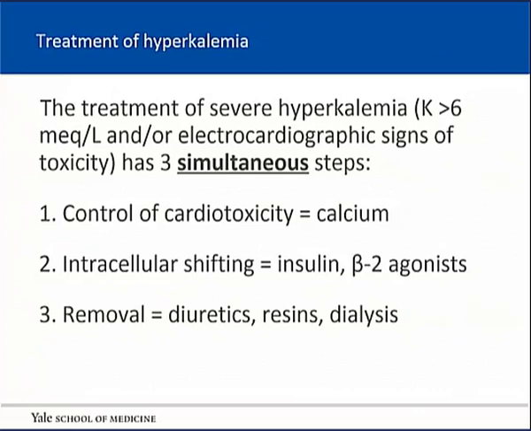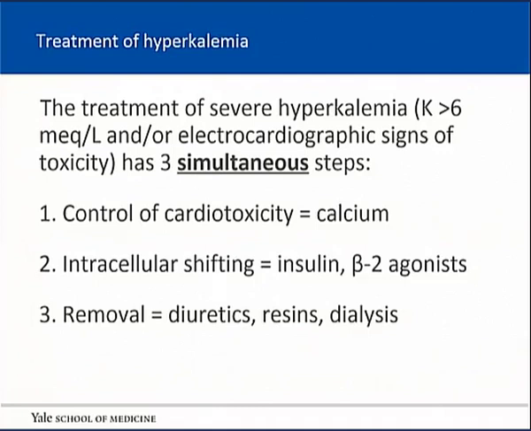We always treat in 3 steps. We stabilize the cardiac membrane, so control cardiotoxicity. We shift potassium into cells, and then we remove. Control of cardiotoxicity is usually something when you're seeing EKG changes or when you have potassiums that are above 6 to 6.5. I usually don't do any of this with potassiums below 6. It drives me nuts when I see people getting K-exalate for Ks of 5.2, 5.3. Nothing happens with those kinds of numbers, so there's really no need to do that.